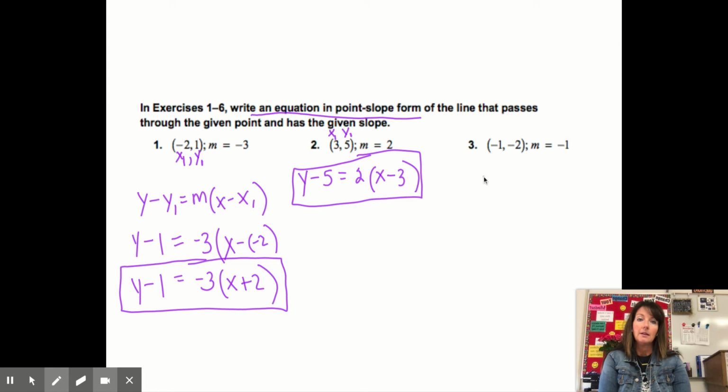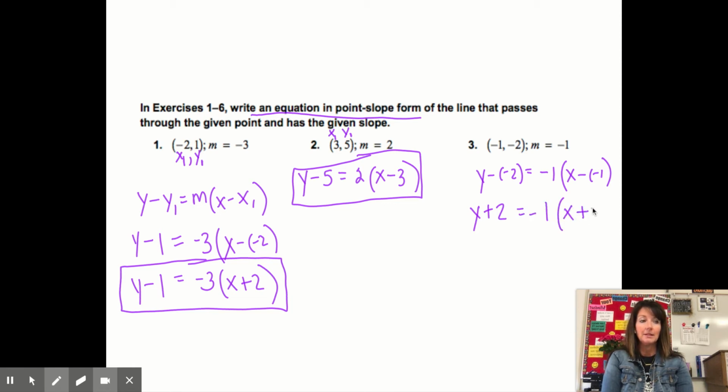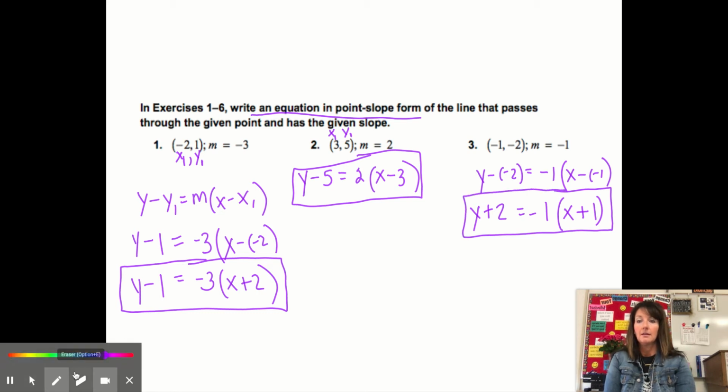Okay, next, y minus the -2 will be equal to -1 times x minus -1. So we can simplify the double negatives. y plus 2 is equal to -1 and then x plus 1. Close parentheses, and we have our answer. Okay, moving right along.